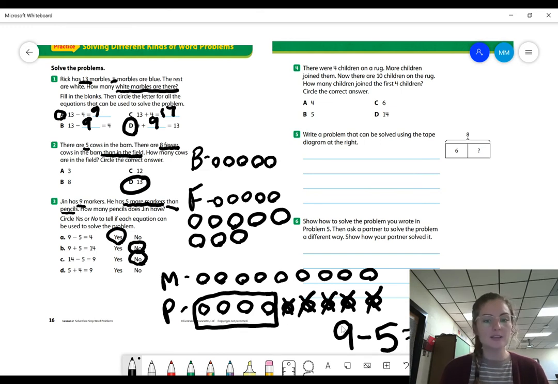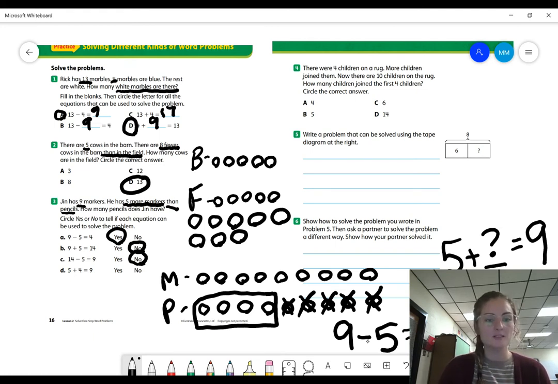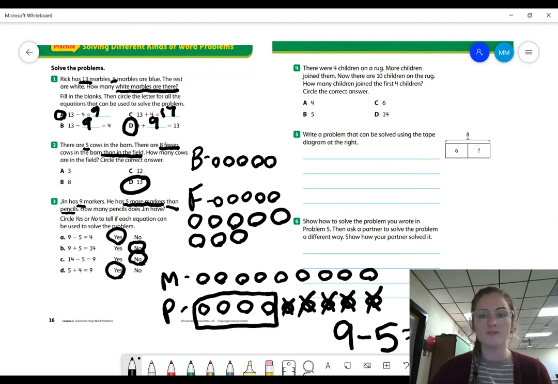So if we knew that Jen had 5 markers and he had 4 more, he had 9 markers. We know that he had 5 more than he did pencils. We could use that addition sentence to find that missing part. So we can circle this, but we could solve it faster if we subtracted. All right, let's move on to number 4.